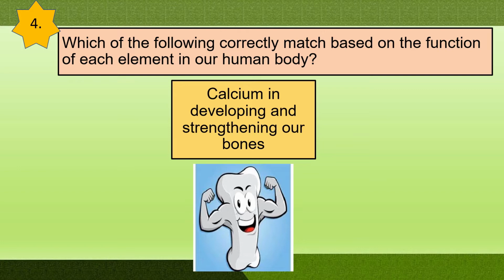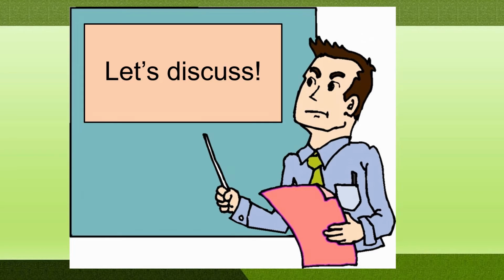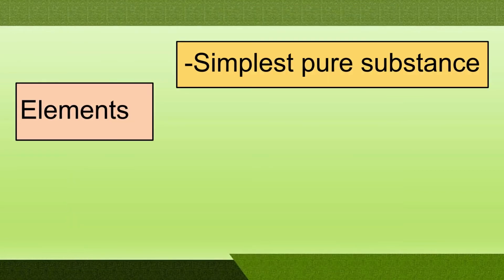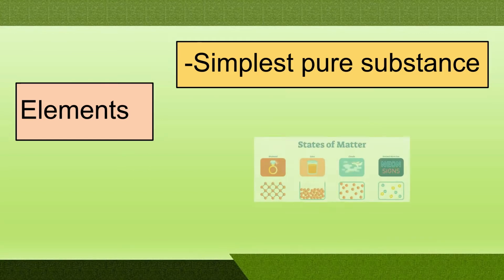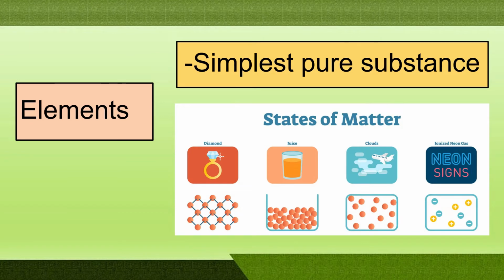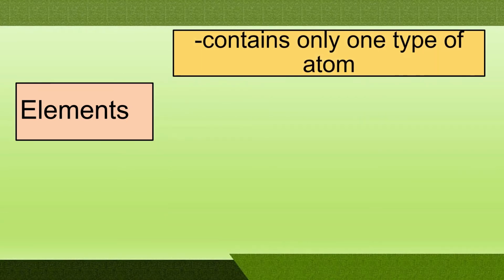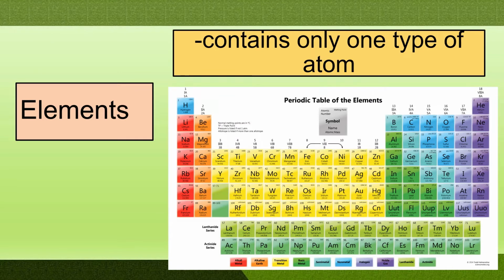Now, I know that you are all ready to explore our topic for today. Elements are the simplest form of pure substance that make up all the matter regardless of its state, either it is solid, liquid, gas, or in plasma state. And elements contain only one type of atom. The complete list of elements can be found in our periodic table of elements.